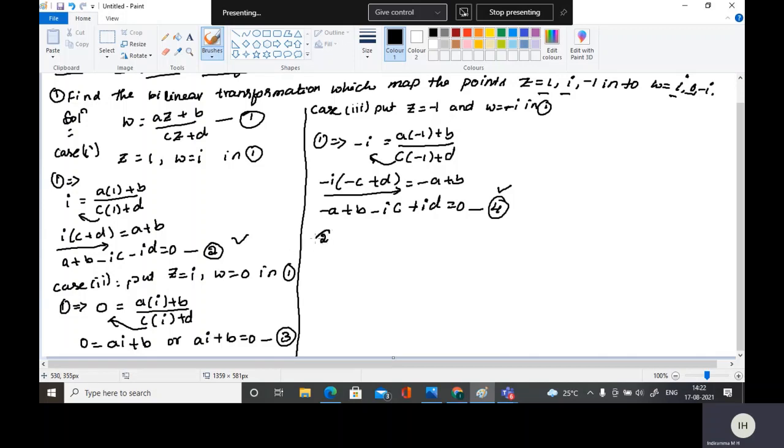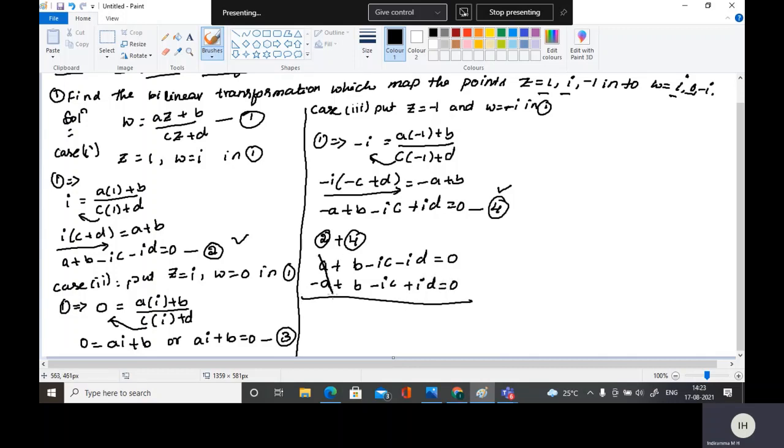So now I am considering equation 2 plus equation 4. We obtain a plus b minus ic minus id is equal to 0. Next, equation 4 is minus a plus b minus ic plus id is equal to 0.